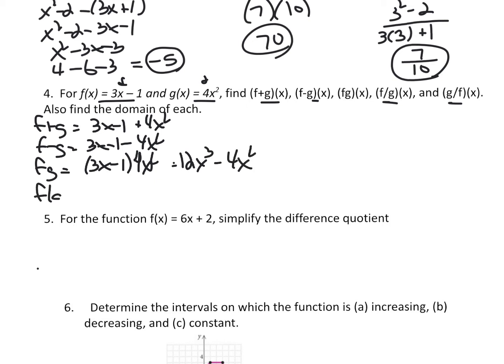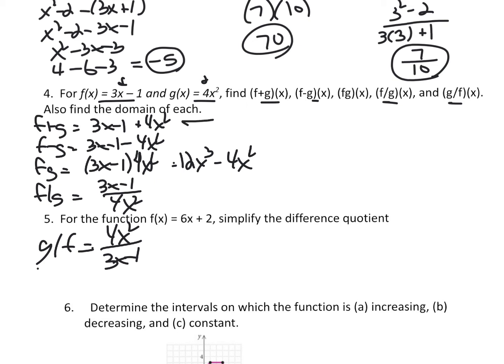F divided by g, I'm going to say that's just putting f on top of g. And then when you go g divided by f, you just go opposite and you put 4x squared on top of 3x minus 1. And there's all the functions. Now, I still find the domain of each.